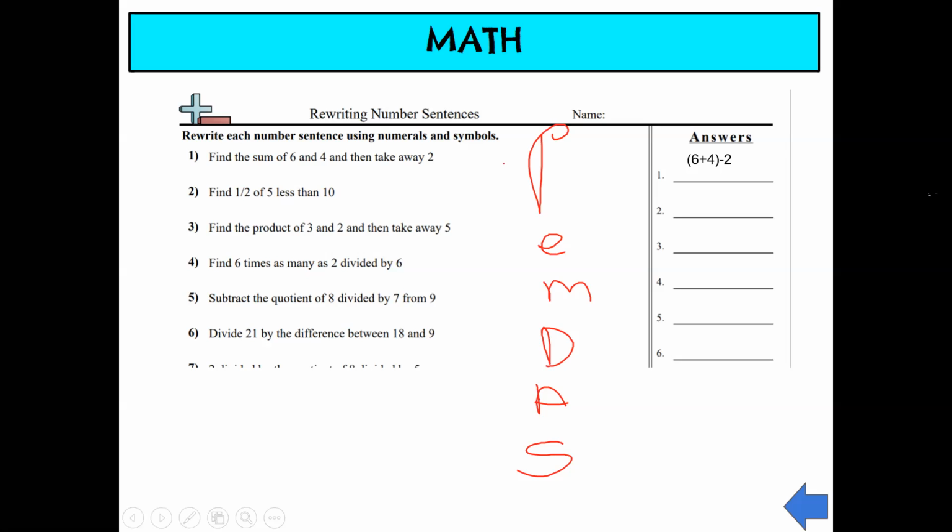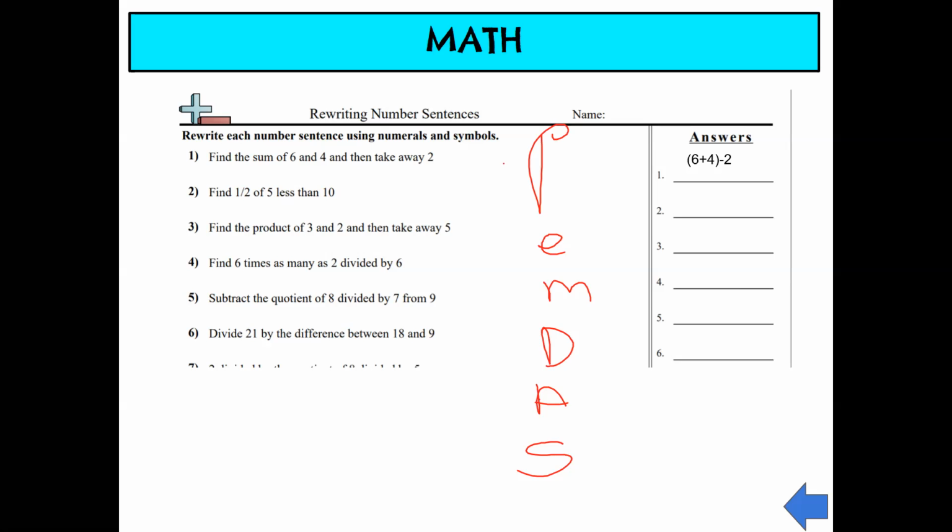So what we're going to do is skip number 2 for now, because I have another slide that explains a little bit about what that 'less than' means, so that it's not confusing. So now let's go into number 3. Number 3 says find the product of 3 and 2 and then take away 5. So again, there's that 'and then' part, right? When we look at this, there's a couple words that stand out: product and take away. Those are the words that tell us really what we're doing here.